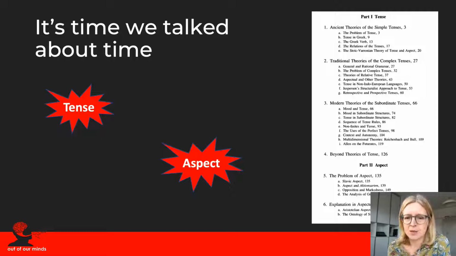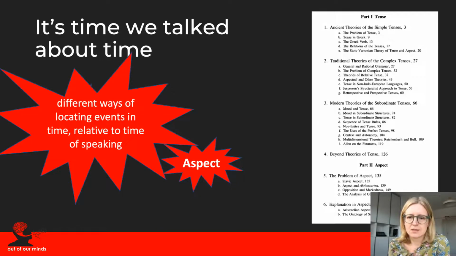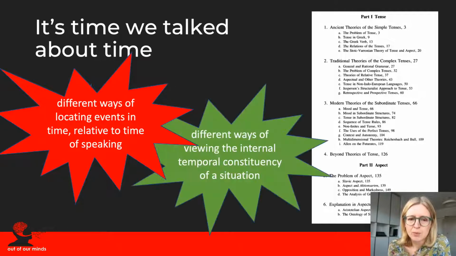Tense is the easier concept of the two. Tense is a way of locating events in time relative to the time of speaking. It's been debated since antiquity, though, as you can see on the screenshot of the table of contents. So we have ancient theories of tense, we have traditional theories, modern theories, and we are now ready to go beyond theories of tense. But what is aspect? As you can see in the table of contents on the right, aspect is a problem. That's the title of the first section on the part that deals with aspect.